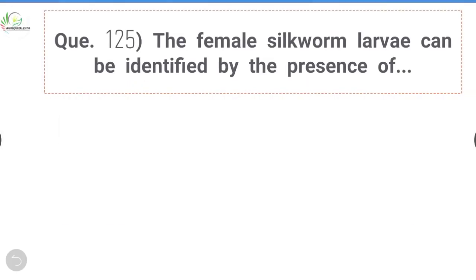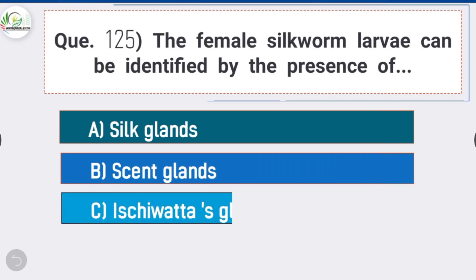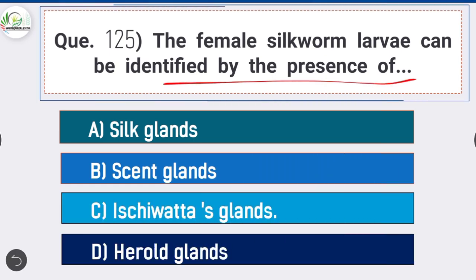Question number 125. The female silkworm larvae can be identified by the presence of, and the correct answer is option C, Ishiwata's glands. Ishiwata's glands are present in female silkworms, while Herold's glands are present in male silkworms.